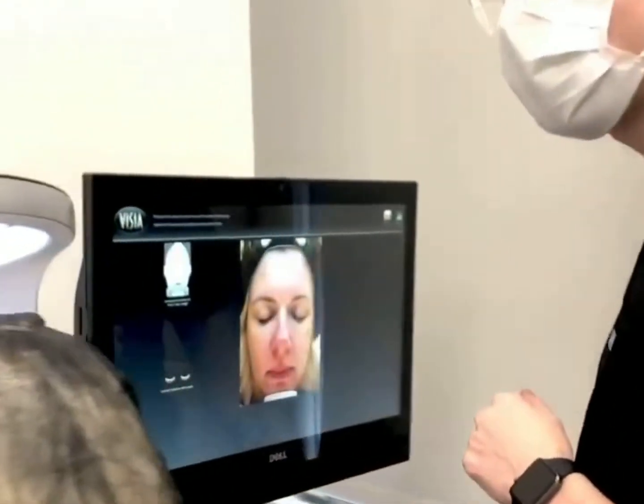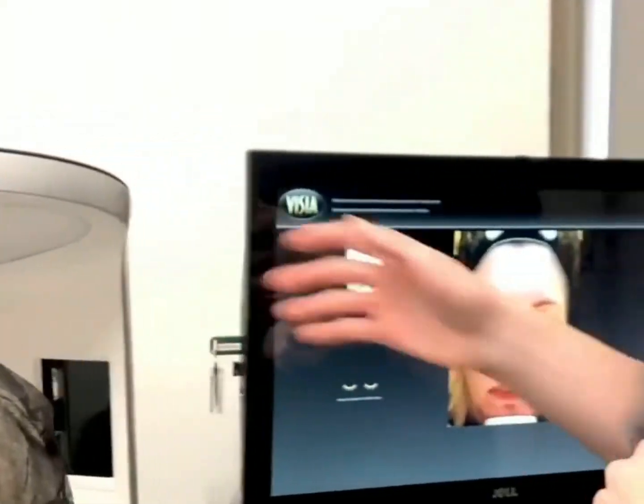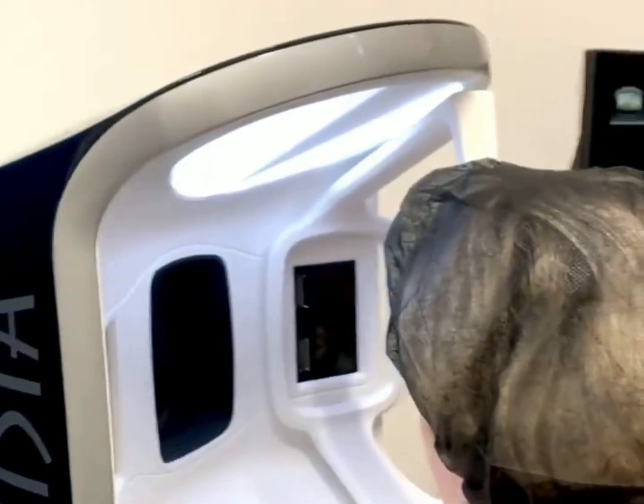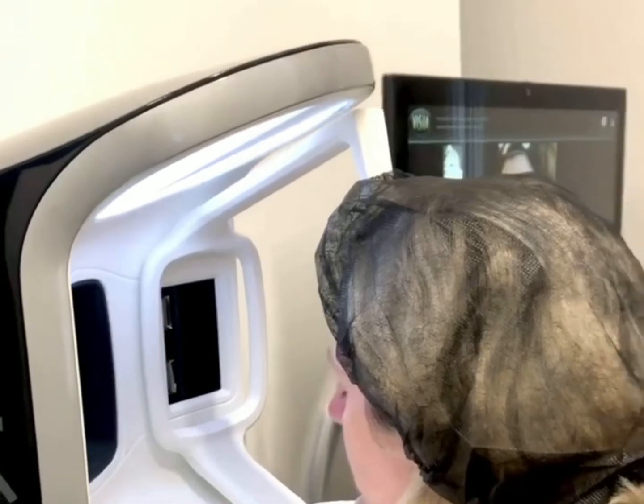And 1, 2, 3. You'll stay put. Okay. Eyes remain closed. We will now take photos from the left side here. 1, 2, 3.